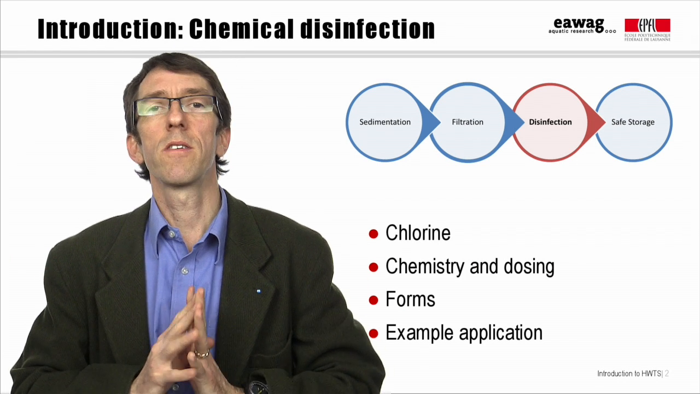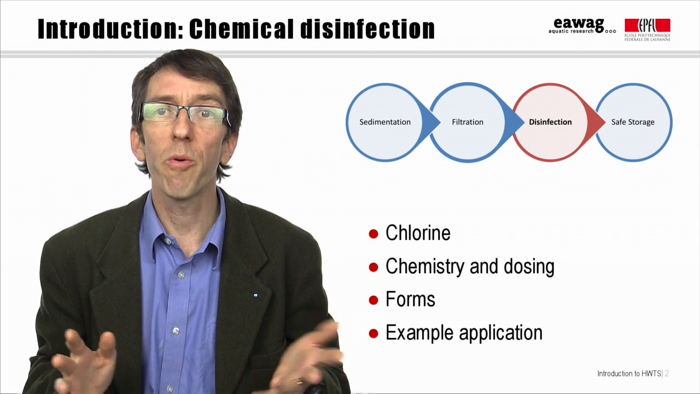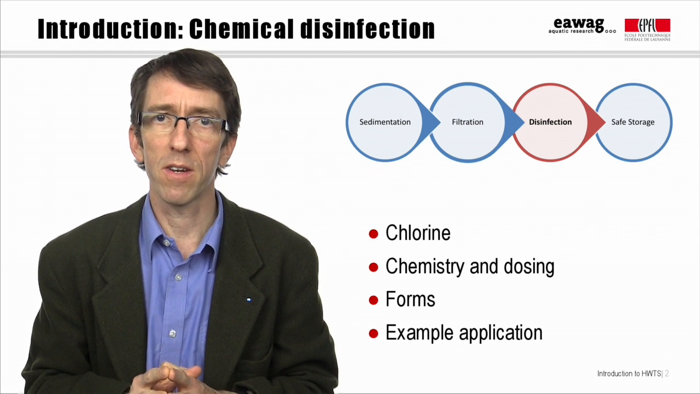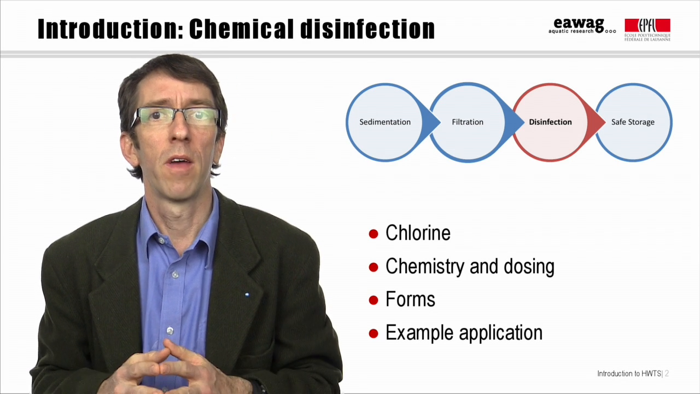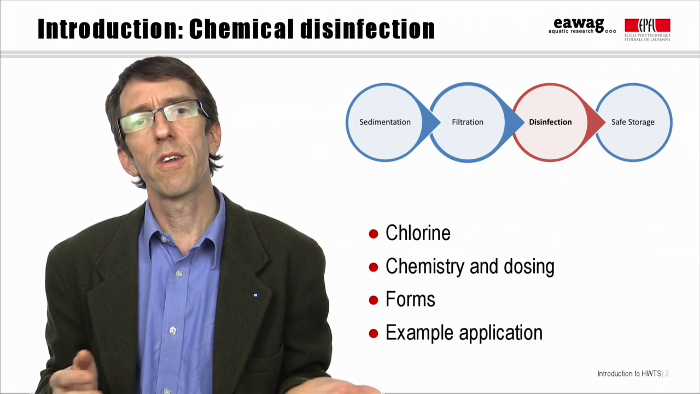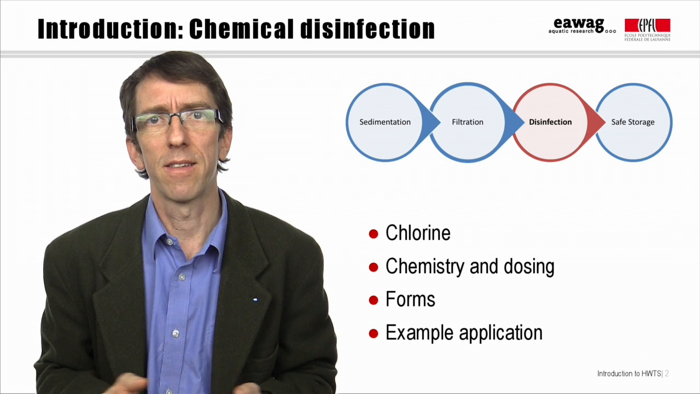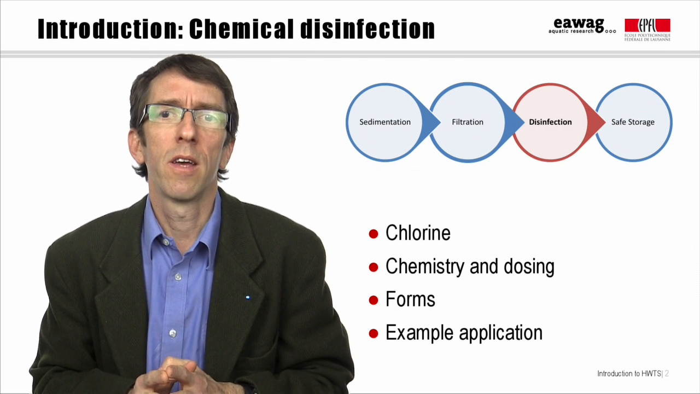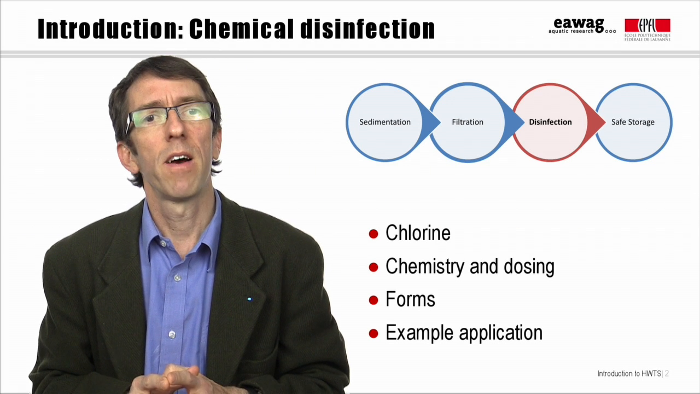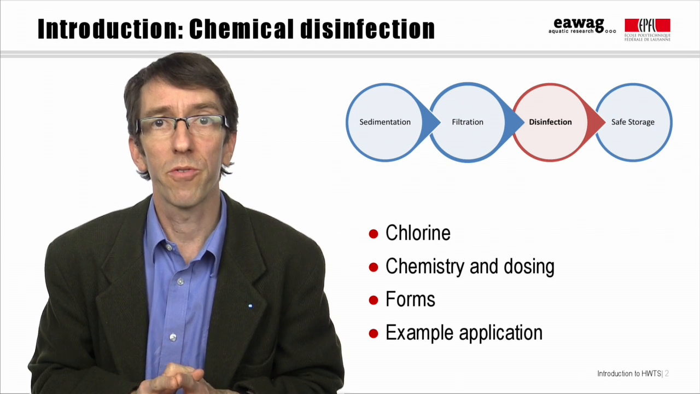Today we look at chemical disinfection, and in particular at chlorine, which is the most widely used disinfectant globally. We'll explore a bit the chemistry of chlorine and chlorine dosing. We'll look at different forms of chlorine, gas, liquid, and solid, and review the effectiveness of chlorine in reducing pathogens. Finally, we will give an example of chlorine use in Haiti.